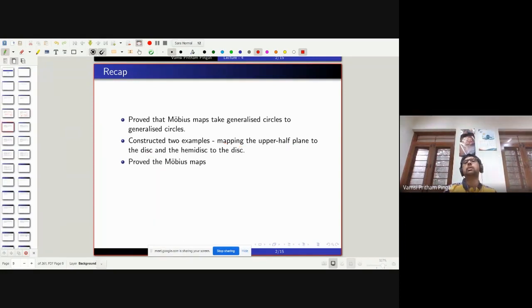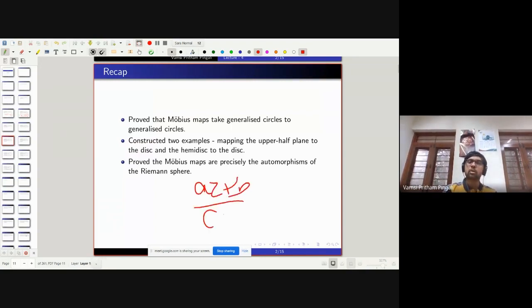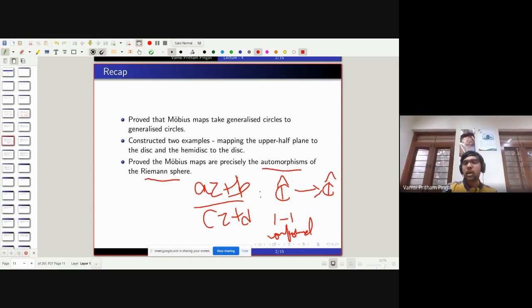We then proved that Mobius maps are precisely the automorphisms of the Riemann sphere. What does that mean? If I give you a Mobius map, it defines a map from the Riemann sphere to itself, and it's a one-to-one conformal map of the Riemann sphere to itself. In other words, it's an automorphism of the Riemann sphere. If I take any automorphism of the Riemann sphere, then this must be a Mobius map. This is what we proved.